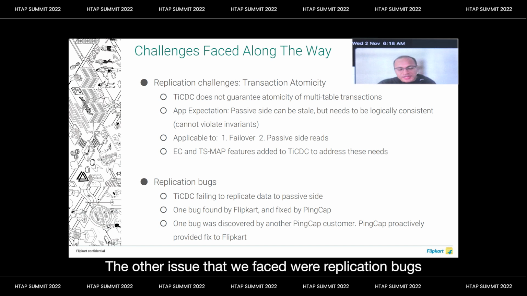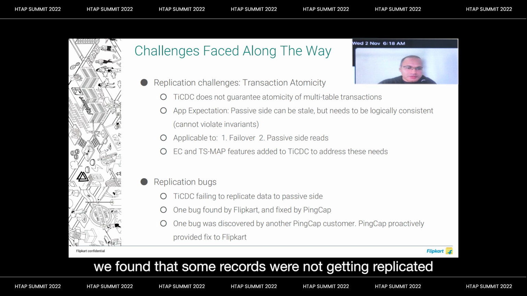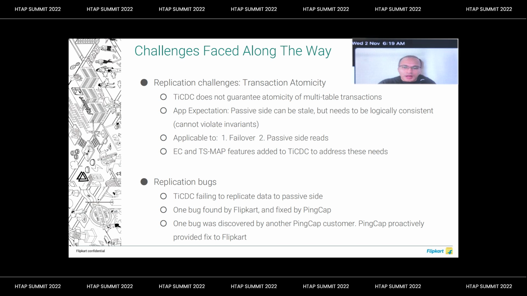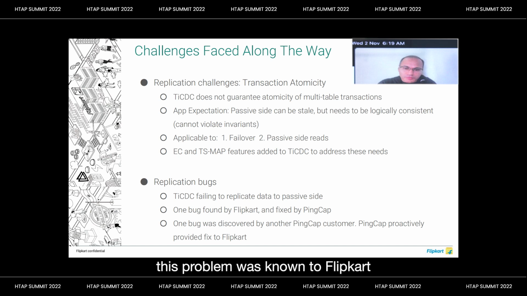The other issue that we faced was replication bugs. In one case, we found that some records were not getting replicated. This was found by the application team. PingCAP investigated for us, and it was found to be a bug, which was subsequently fixed. There was another incident where we were not impacted, but another bug was discovered by another customer of PingCAP. PingCAP found that there was a bug and developed a fix for it. This problem was known to Flipkart, and PingCAP proactively provided the fix to us.